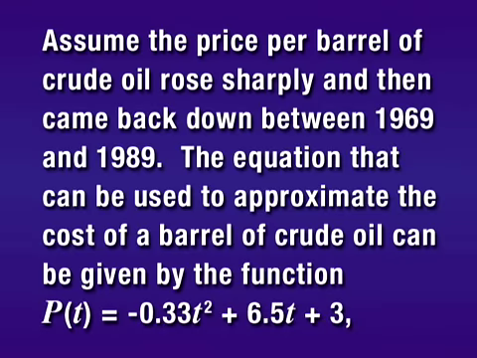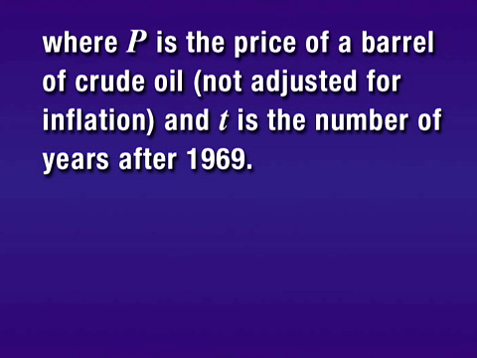Assume the price per barrel of crude oil rose sharply and then came back down between 1969 and 1989. The equation that can be used to approximate the cost of a barrel of crude oil can be given by the function P of t equals negative 0.33 t squared plus 6.5 t plus 3, where P is the price of a barrel of crude oil, not adjusted for inflation, and t is the number of years after 1969.